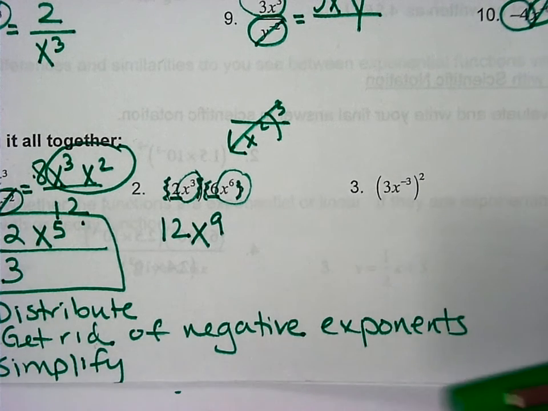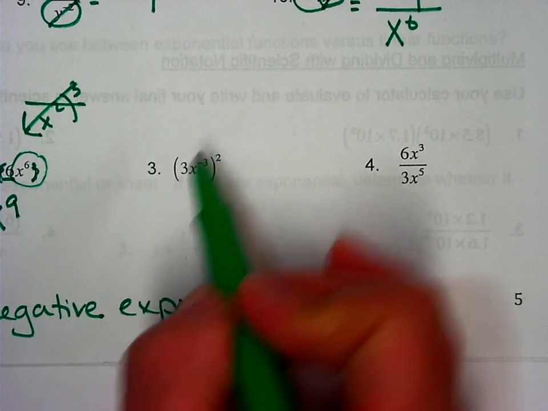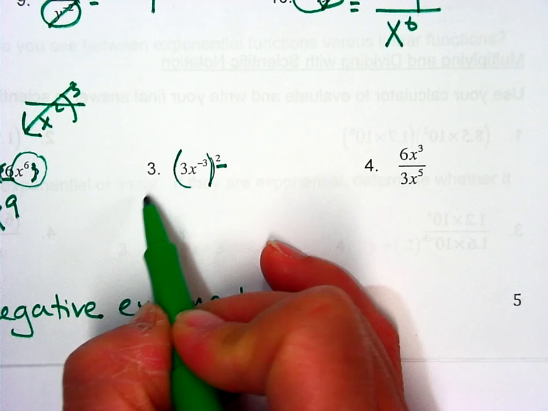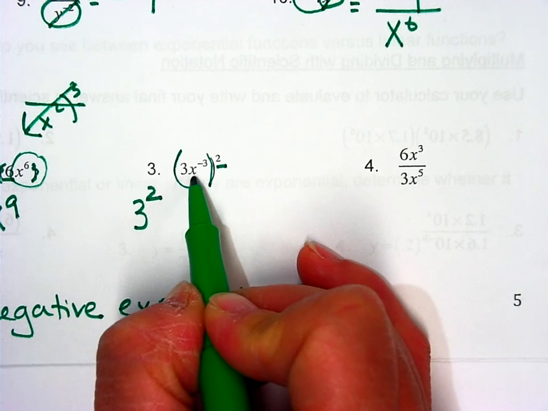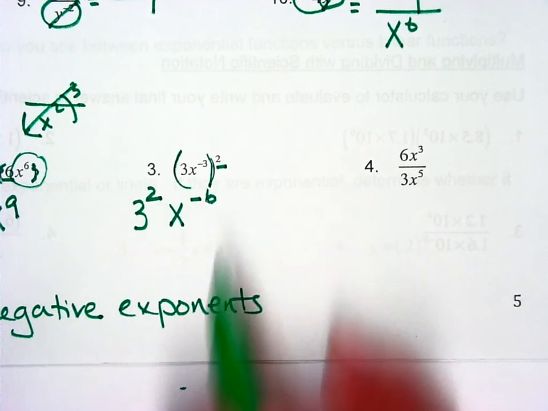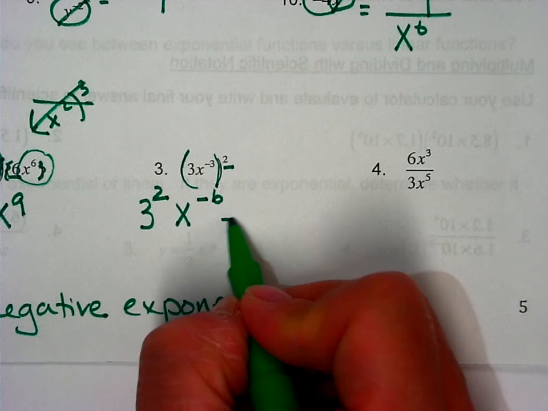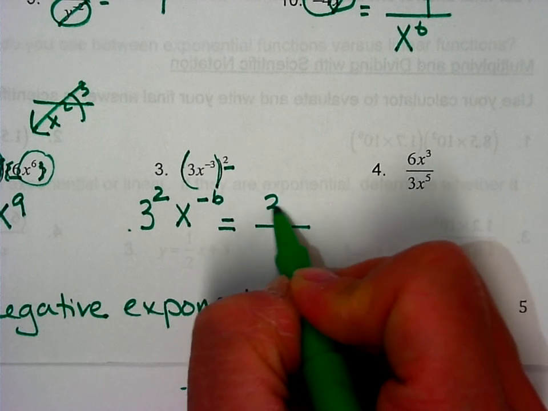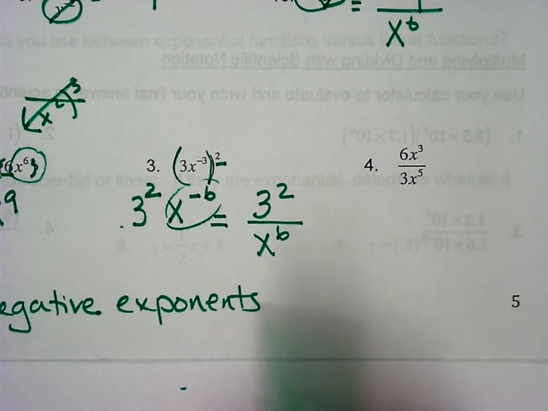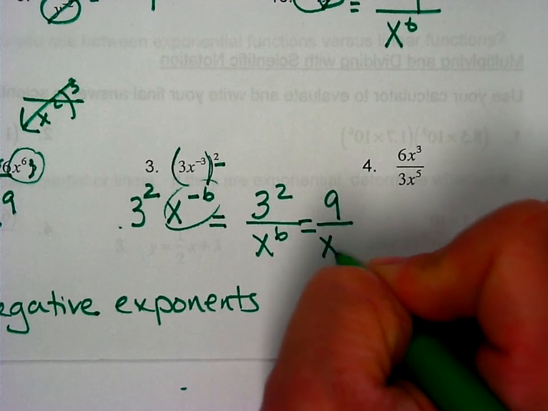Okay, number 3. This is what I mean by distributing. You have everything raised to another power. So this little 2 has to go to the 3. It also has to go to the x. And what do we do with the exponents? We multiply. So this is x to the negative 6. Step 2, get rid of your negative exponents. This stays where it is. This is going to go to the bottom. And last step, simplify. So multiply out numbers, divide. So I'm going to write that 3 squared as a 9. So this is my final answer.